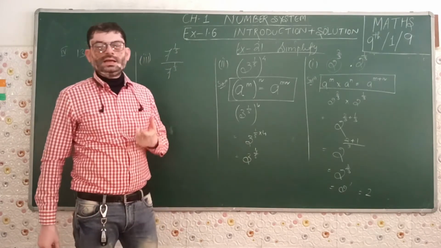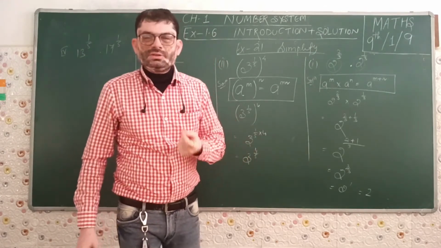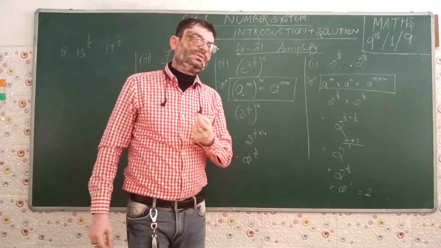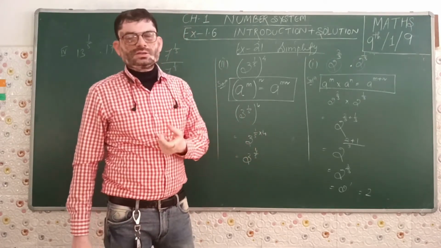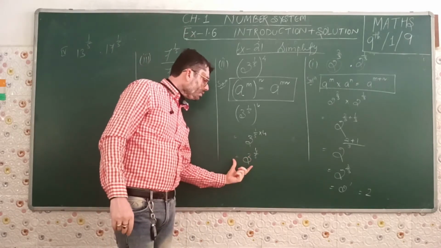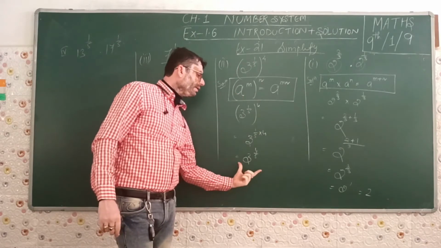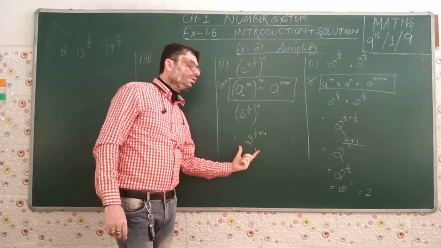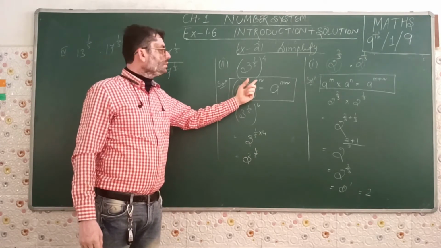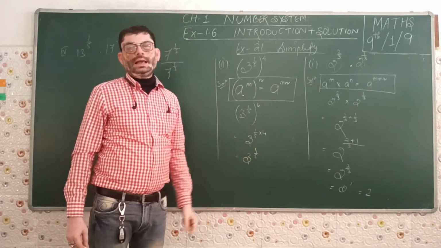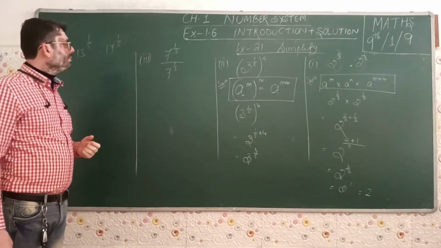It is not necessary that every time you get the final answer as a simple digit without any exponent, or a simple digit with power 1. It is also possible that the power can be a fraction. So we can just stop here. And 3 to the power 1 by 5 whole to the power 4 has been simplified as 3 to the power 4 upon 5 using the law of exponent: a to the power m whole to the power n is a to the power m into n. Moving on to the next, bit 3.